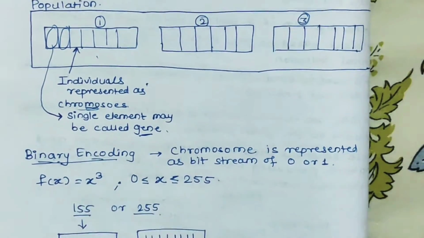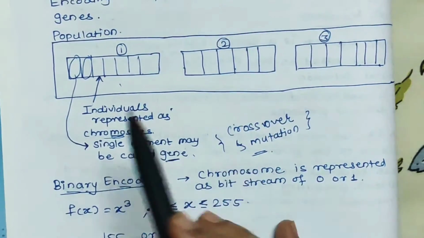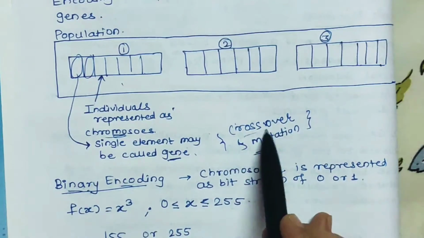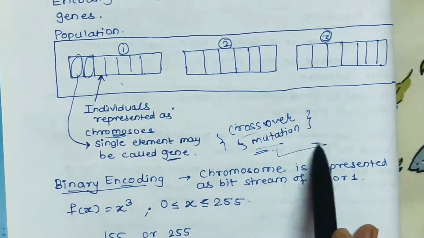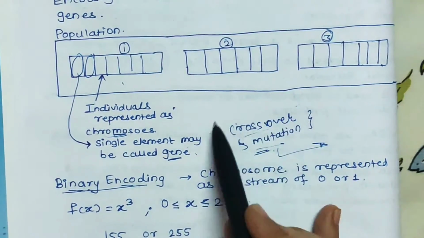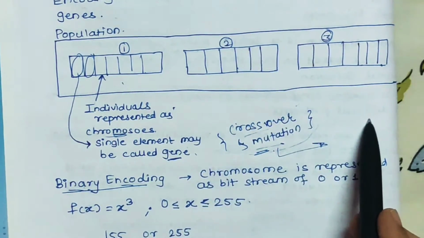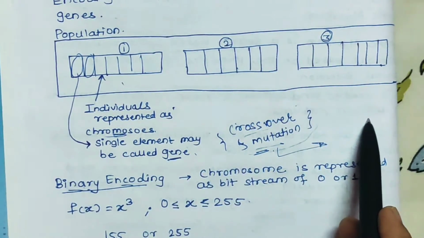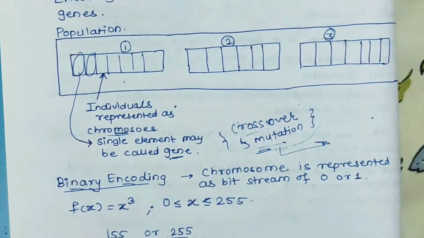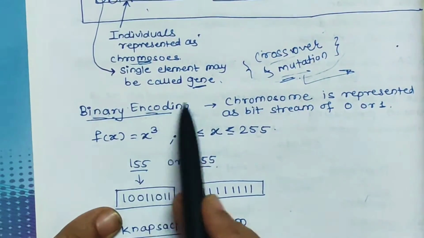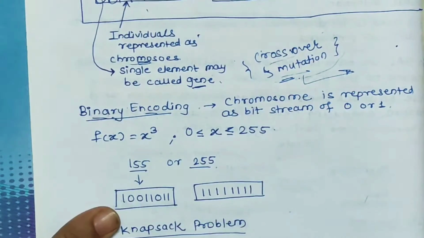Now we will discuss what is meant by encoding. After selection of the population, we have to perform crossover and mutation to find the best solution. To perform crossover and mutation, data should be represented in a proper format. That's why we use different encoding techniques. We are discussing the first encoding technique, that is binary encoding.